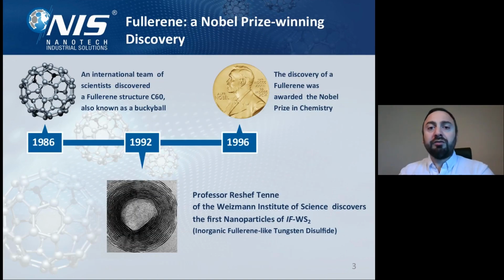So fullerenes were discovered back in 1986 by an international team of scientists that got a Nobel Prize for this technology in 1996. And in between these two very important dates, in 1992, Professor Reshef Tenne from the Weizmann Institute of Science in Israel discovered that a spherical shape of particles can be made not only for carbon material, but also for inorganic materials, something like tungsten disulfide or molybdenum disulfide.